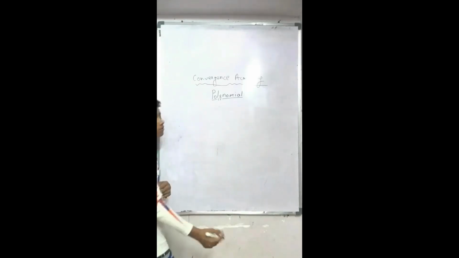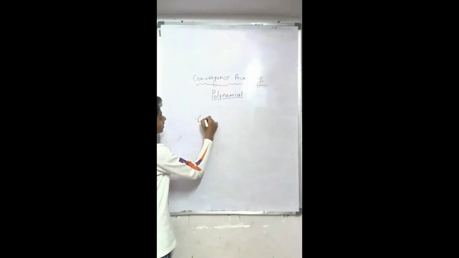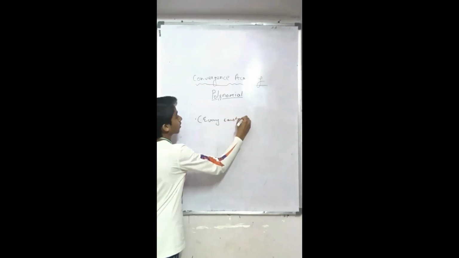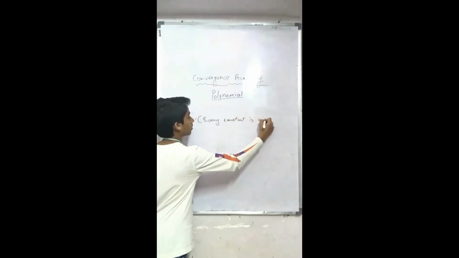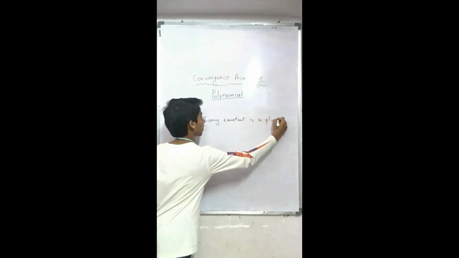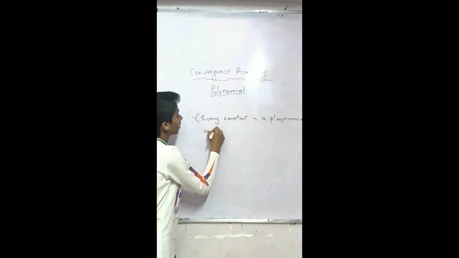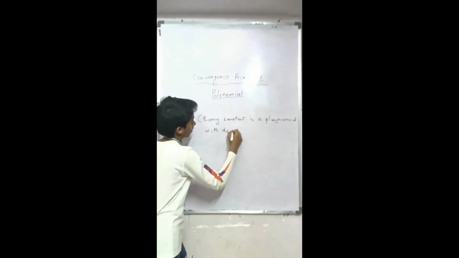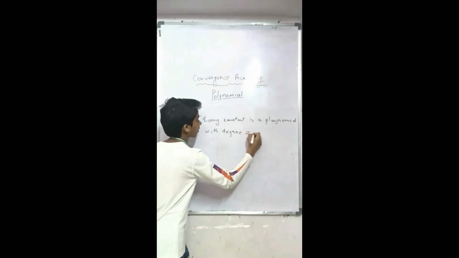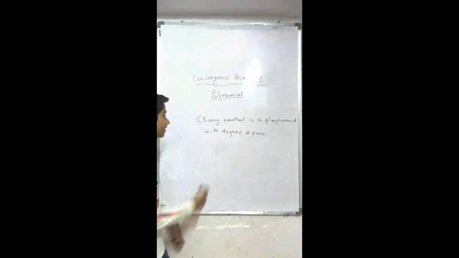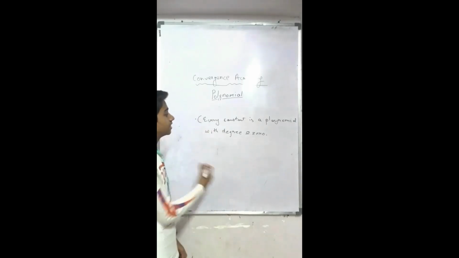Okay, we will see some important points in polynomial. First point is every constant is a polynomial with degree 0. So what you see here, that every constant is a polynomial with degree 0.